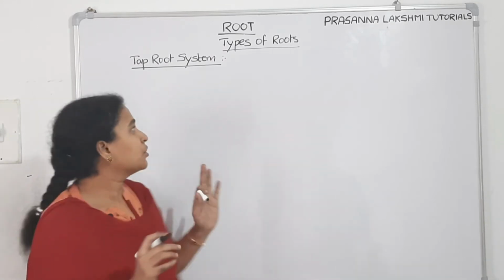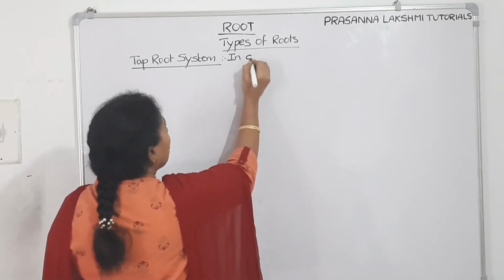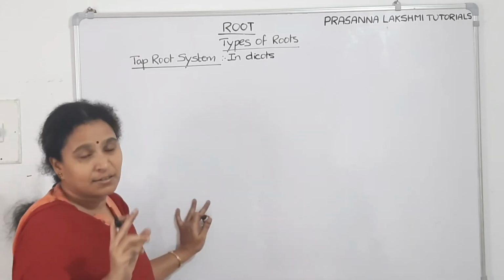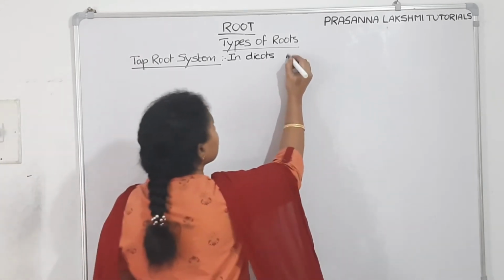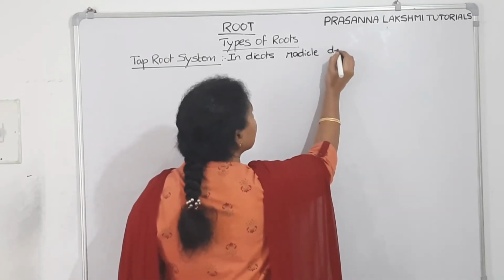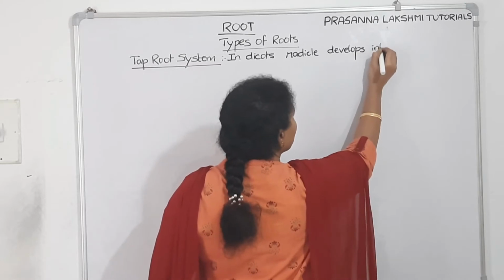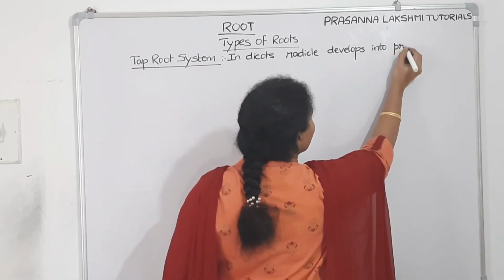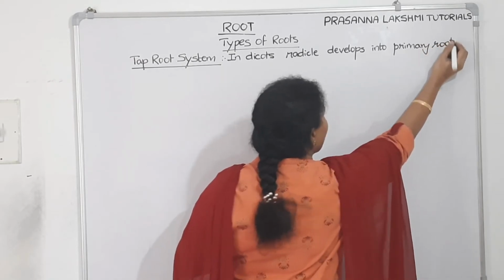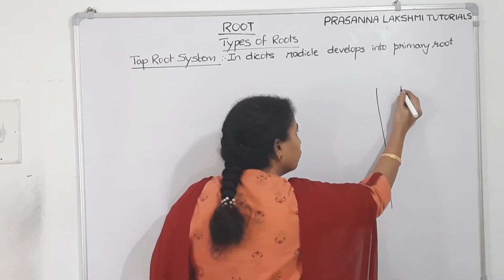What is the taproot system? So, we will tell in dicots, means dicot is a class of plant under angiosperms. In dicots, the radicle develops into the primary root. Radicle develops into primary root.